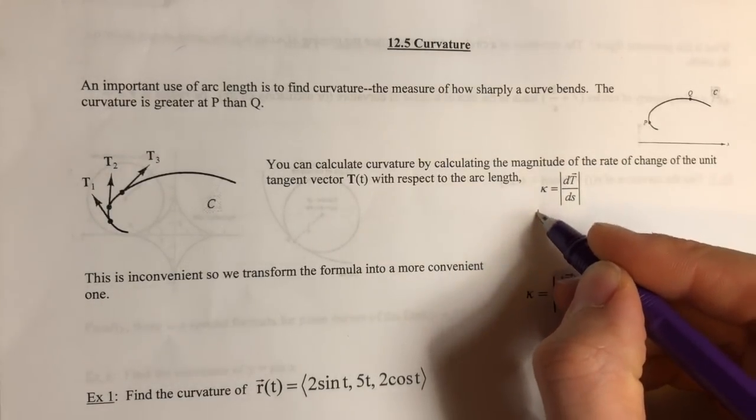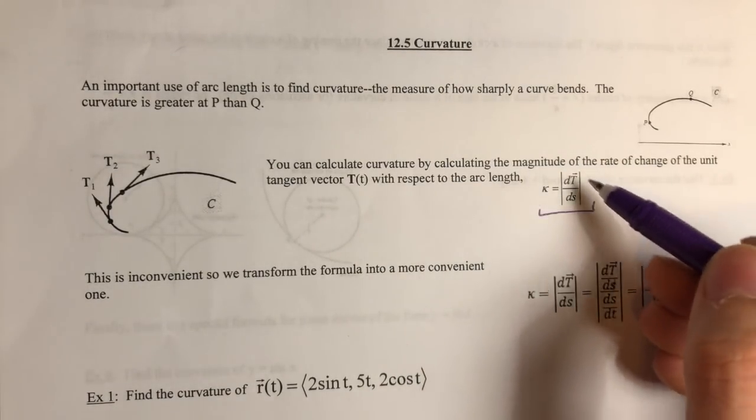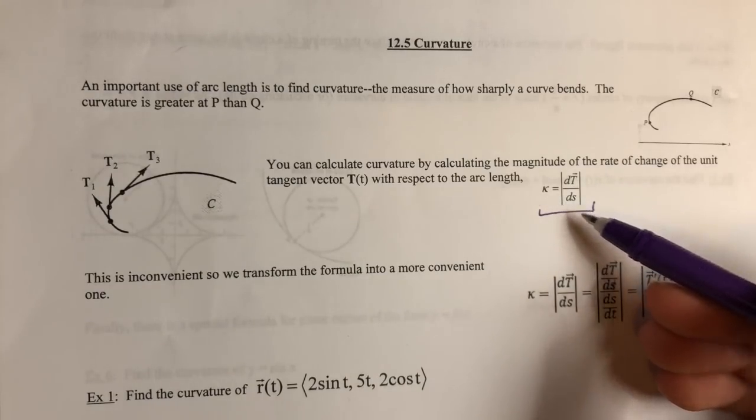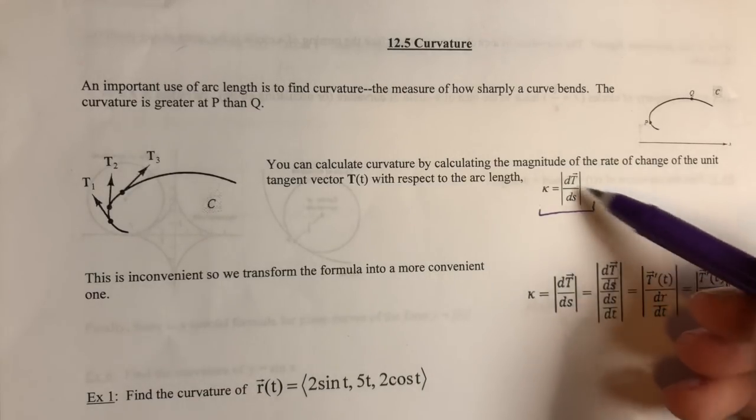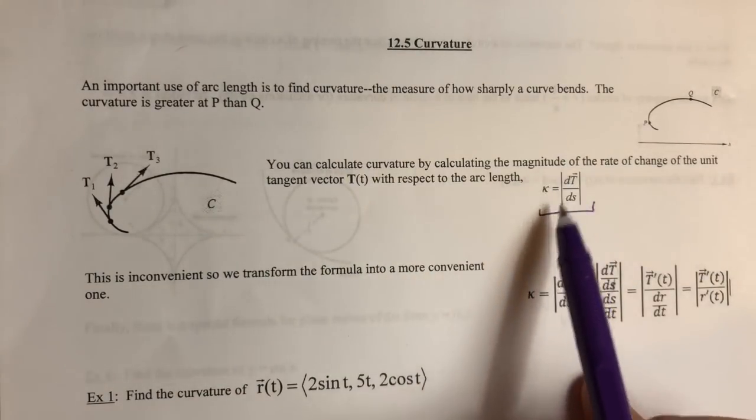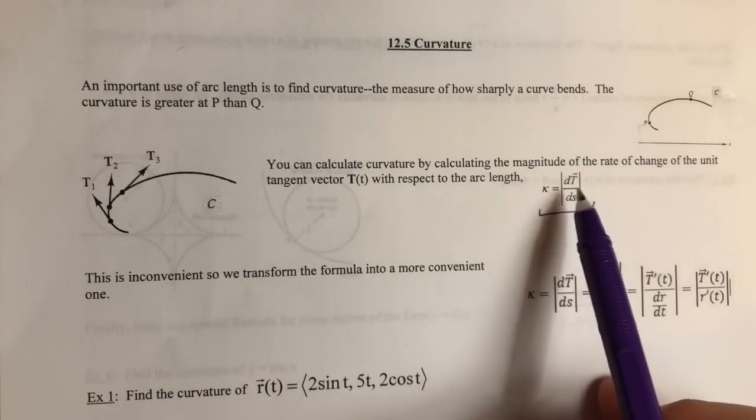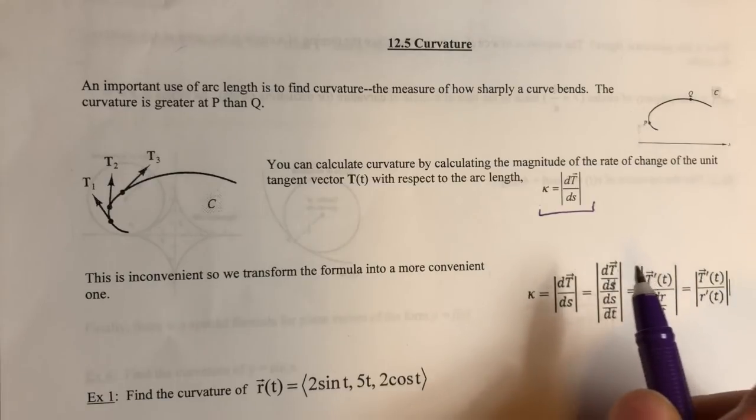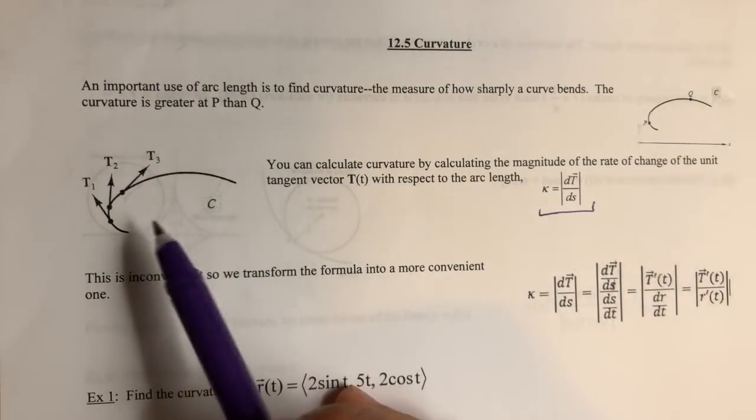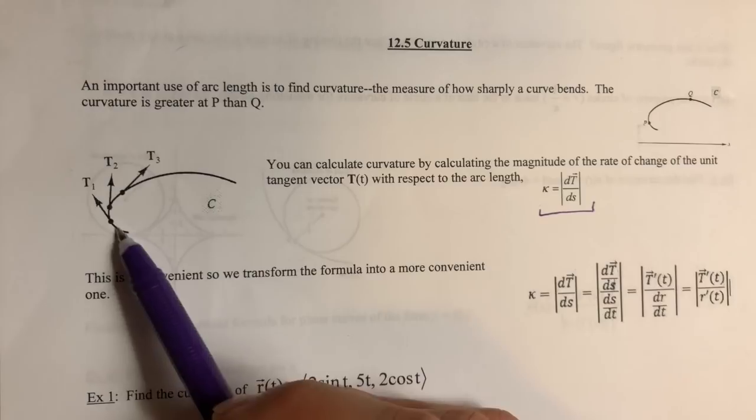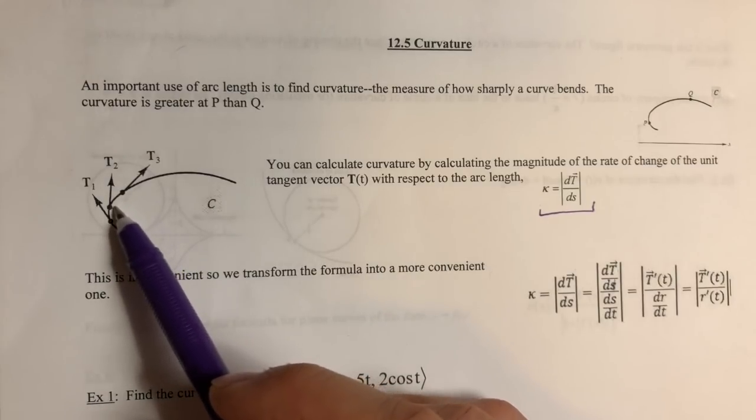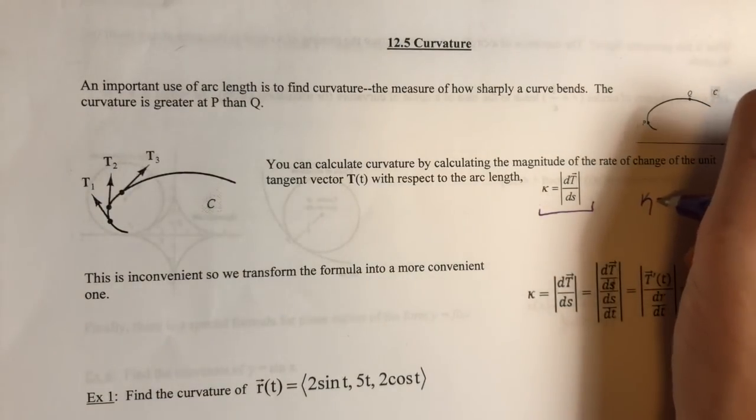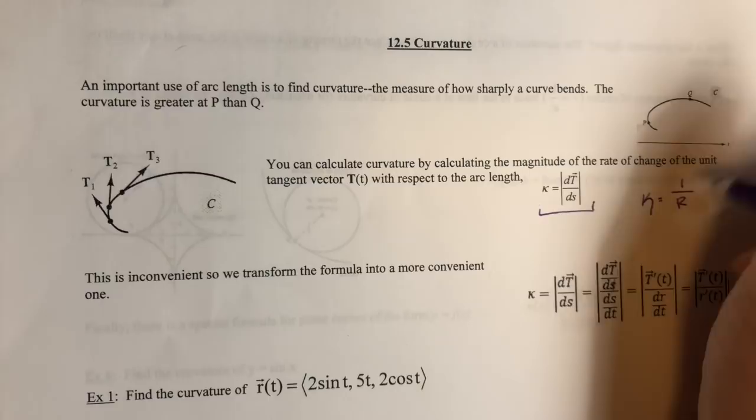So this formula right here is really only useful if T, our vector function, is already parameterized in terms of the arc length, which is not always true, okay? Also note that these are not absolute value signs, these are the magnitude. So curvature will be a number, okay? Curvature is also going to be inversely proportional to the radius of some circle, if we made a little circle right here.